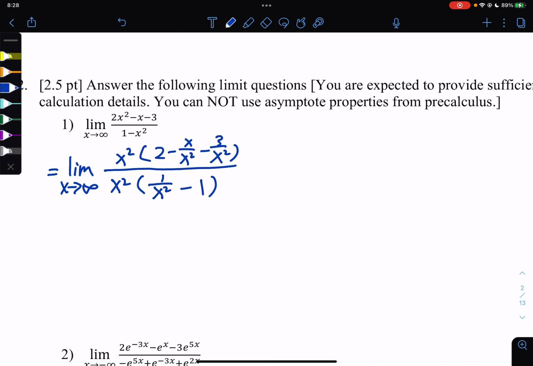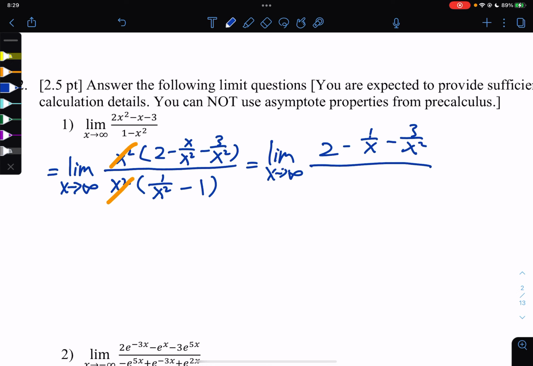Some textbooks explain it as dividing by the dominating term, so they multiply 1 over x squared on the top and bottom. Mathematically, after you do that, you get the exact same expression, so I can have the cancellation. So what you end up with is the limit as x approaches infinity of 2 minus 1 over x minus 3 over x squared, over 1 minus 1 over x squared.